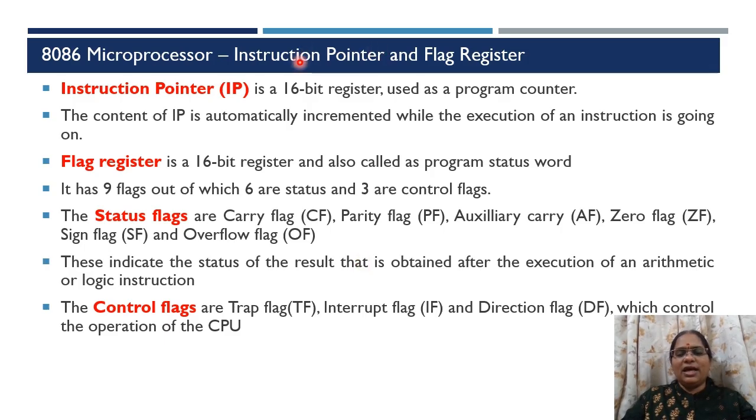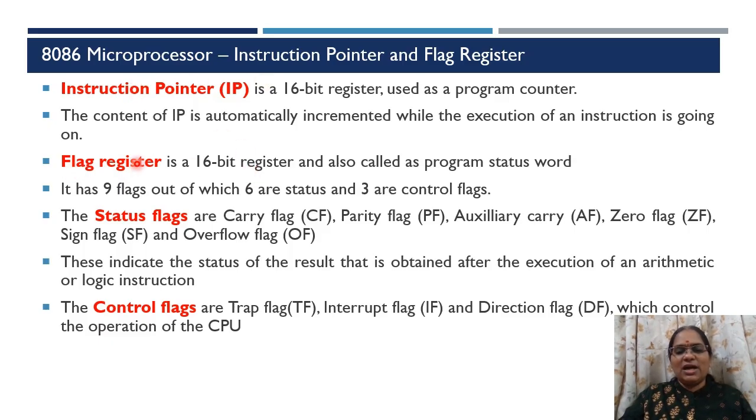Then the last two are the instruction pointer and the flag register. The instruction pointer, which is a 16-bit register, just acts like a program counter. That is, you write a program for a specified function to be performed. You have a starting address of the program, and that will be initially loaded into the instruction pointer. Once you start executing the instructions line by line, automatically the instruction pointer will be incremented and point to the next instruction to be executed. So then and there, whichever instruction is to be executed will be pointed to by the instruction pointer.